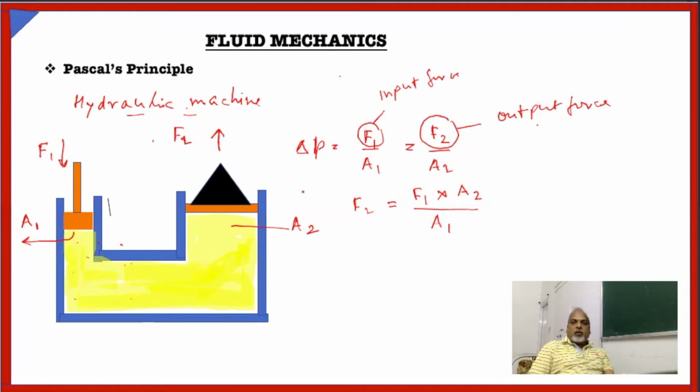And let me give some numerical values here. Suppose your F1 is 10 Newton and A2 is 4 times A1. This area is kept deliberately bigger just to see what happens. So F2 is 10 into 4A1 upon A1, which gives you 40.